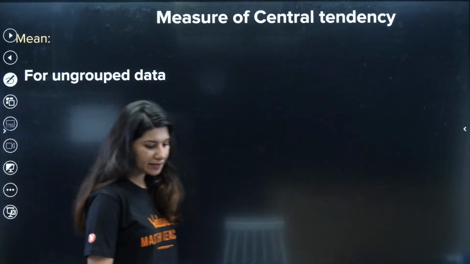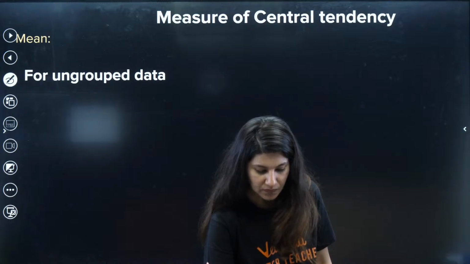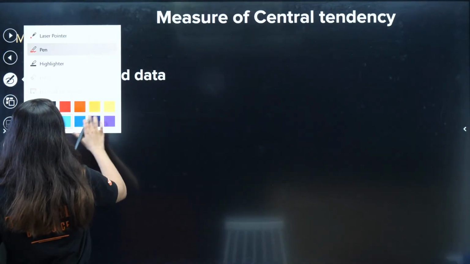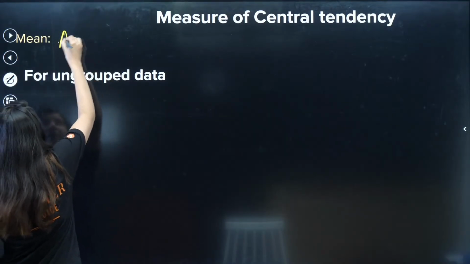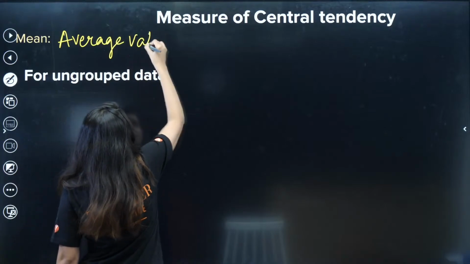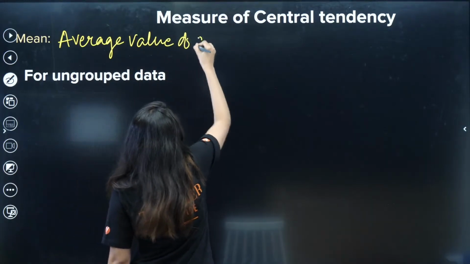What is mean? What is mean? Mean is nothing but the average value of all observations. How do you define mean? It is nothing but the average value of all observations.